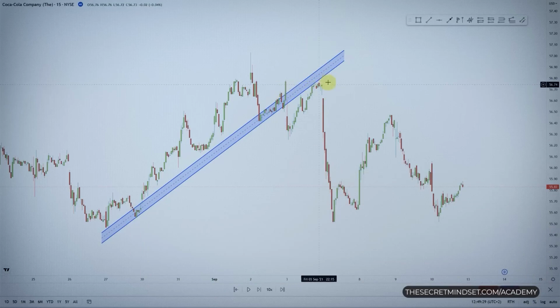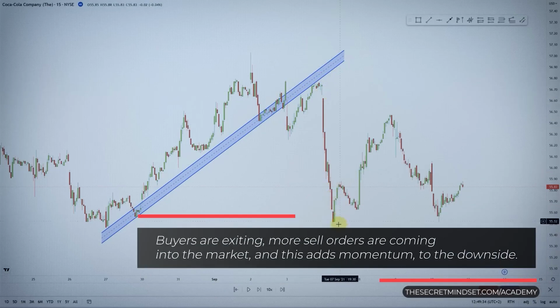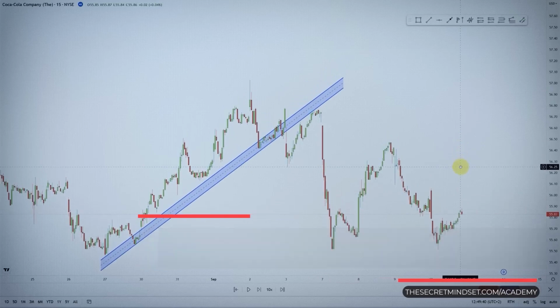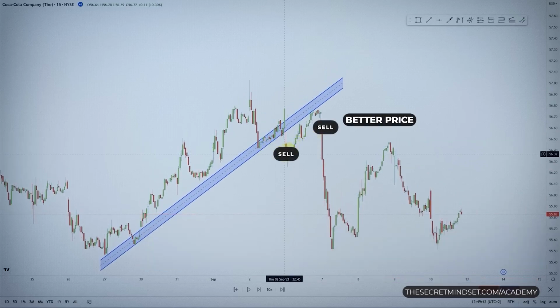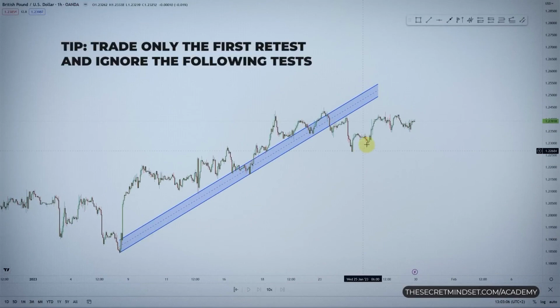The losing traders had their chance to exit their trades. Buyers are exiting, more sell orders are coming into the market, and this adds momentum to the downside. In many cases, when you wait for the first retest, you will get a better price to enter. I personally trade only the first retest and ignore the following tests.